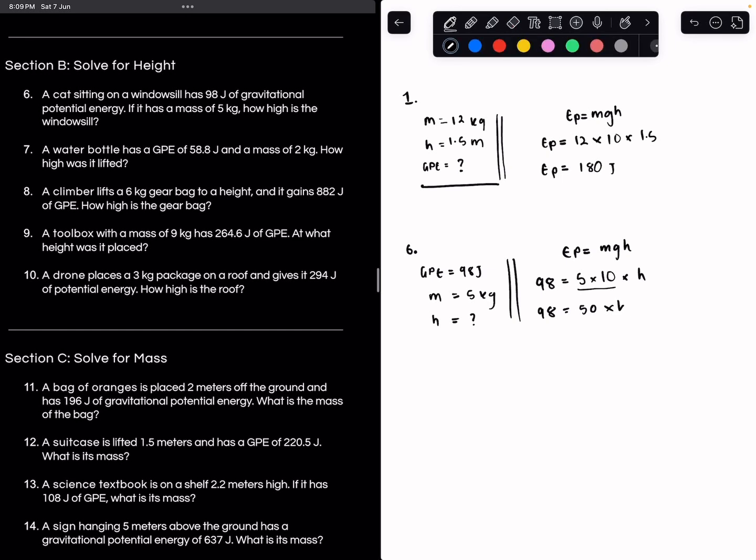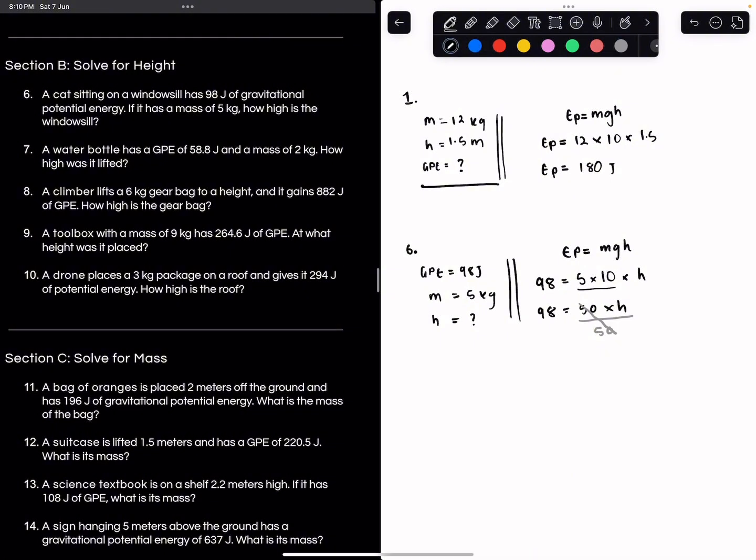So let's go ahead and rearrange this equation to find out what the height is. Currently we can see that height is being multiplied by 50. So what is the opposite of multiplication? That's right, it's division. So to undo times by 50, what I can do to get rid of it is divide this whole side by 50 to cancel that out.